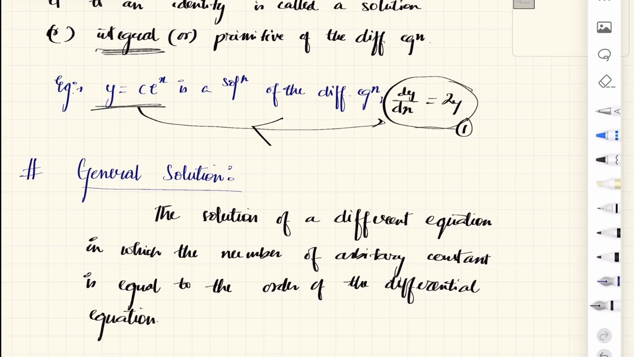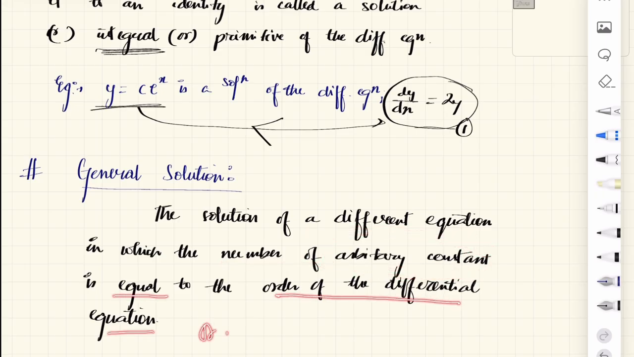So what do you mean by this? Let's see the definition again. It is a solution. This general solution is a solution of a differential equation in which the number of arbitrary constants is equal to the order of the differential equation.